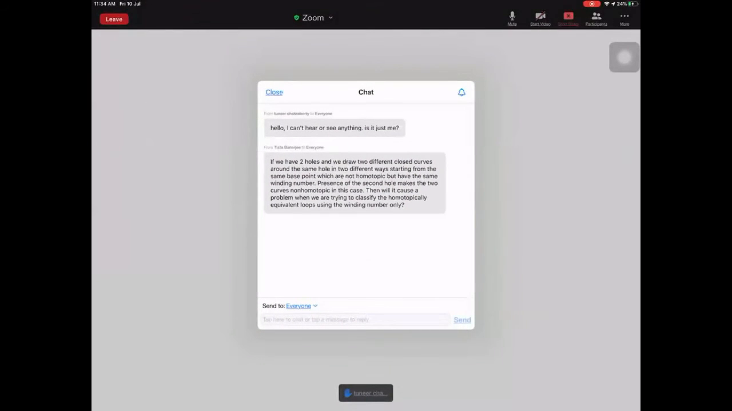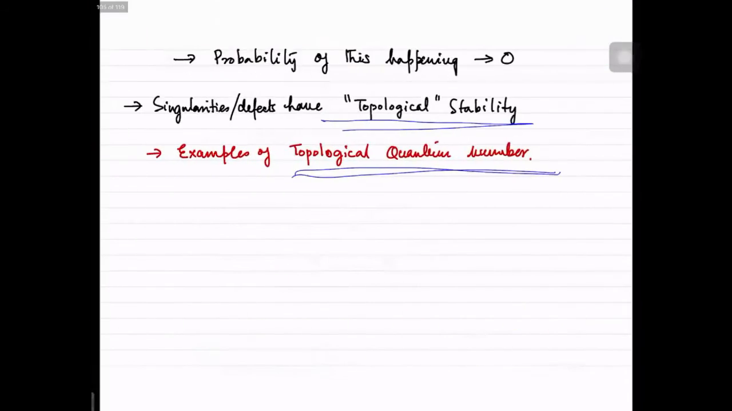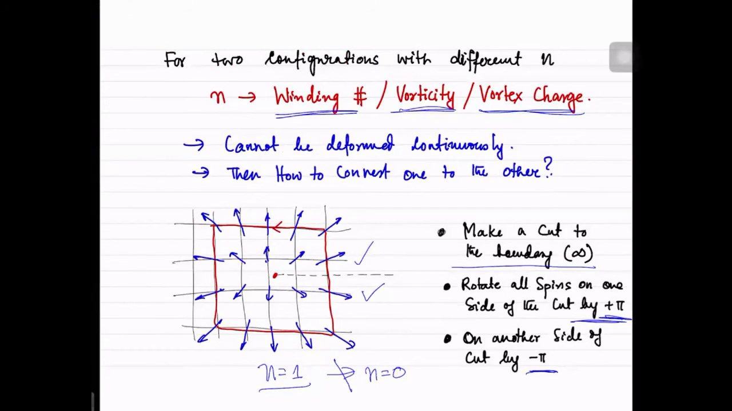Yeah, Tunit. Yeah, can you hear me now? Yes. So I'm a bit confused about that procedure of getting n equals 0 from n equals 1. Yes. n equals 0 means that once we go around the loop about the sectors, our change in theta should be 0. How does this rotation with pi above and minus pi below do that? I don't quite see it.